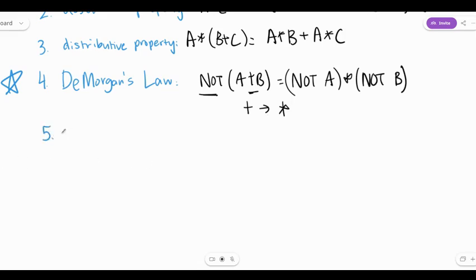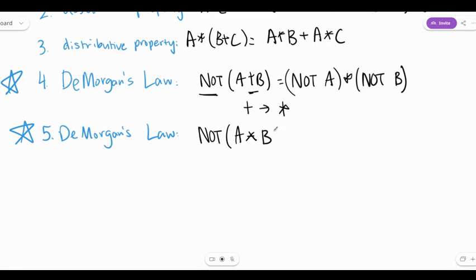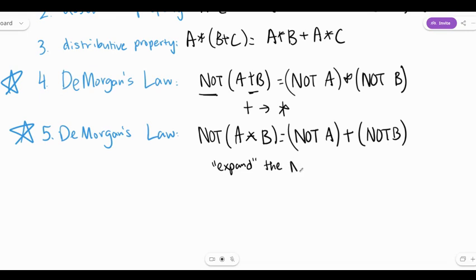And there is a second application of De Morgan's law, which is equally important and very similar to the first application, which tells us that not (A and B) is equal to not A or not B. So again, this is very similar. You can see that De Morgan's law basically allows you to expand the not, but you must change the operation.